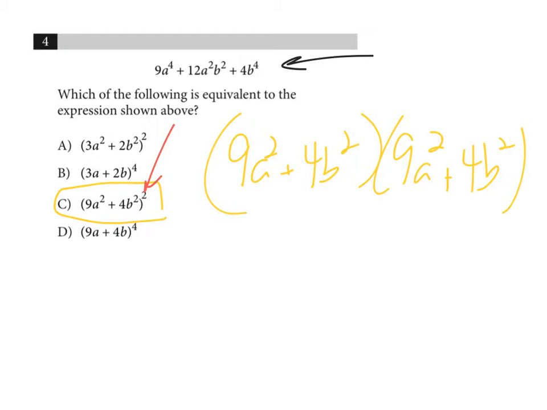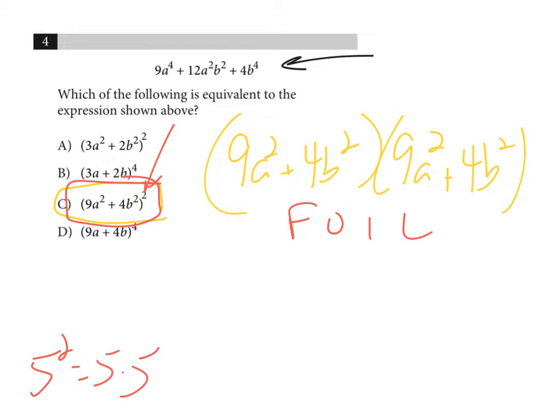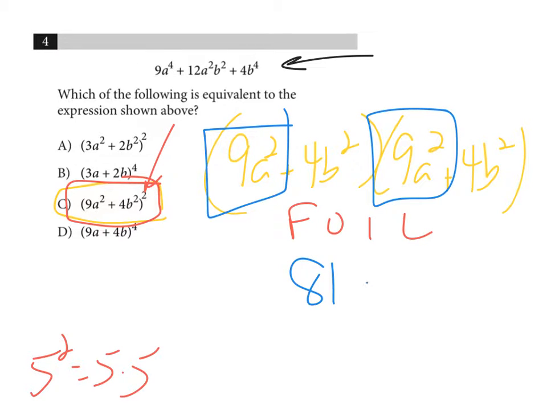Because you know, for example, 5 squared is the same as 5 times 5. So 9a squared plus 4b squared, squared means to multiply it by itself. Now, in order to multiply these two together, I'm going to FOIL. And here's where the problem happens. The front, 9a squared times 9a squared is 81a to the fourth. That doesn't match. That doesn't line up. I only need to have a 9a to the fourth. So I know answer choice C is not correct.